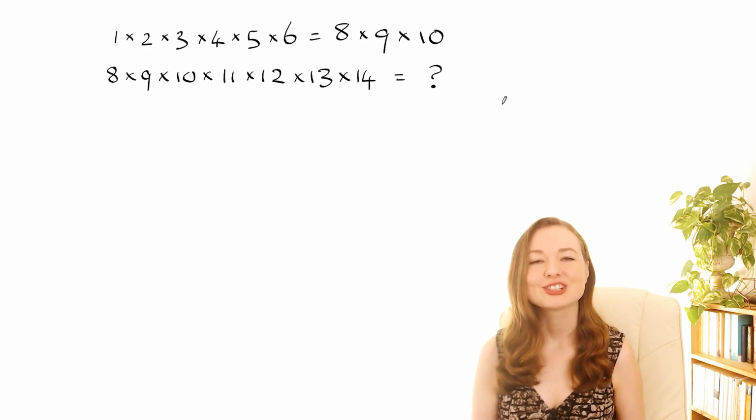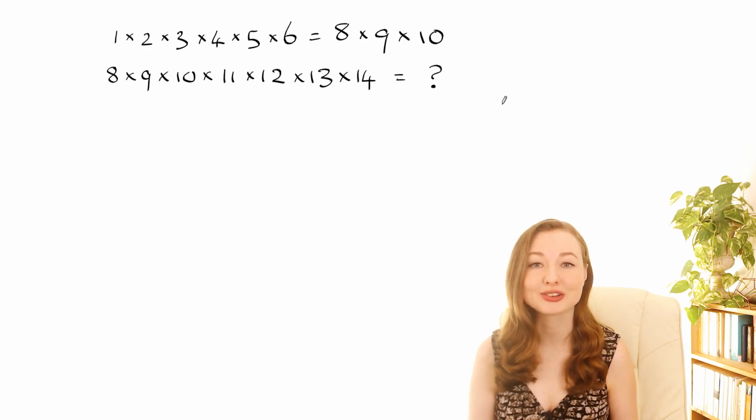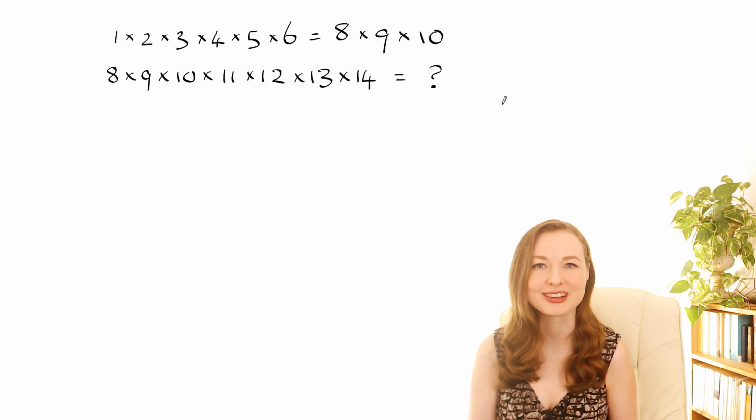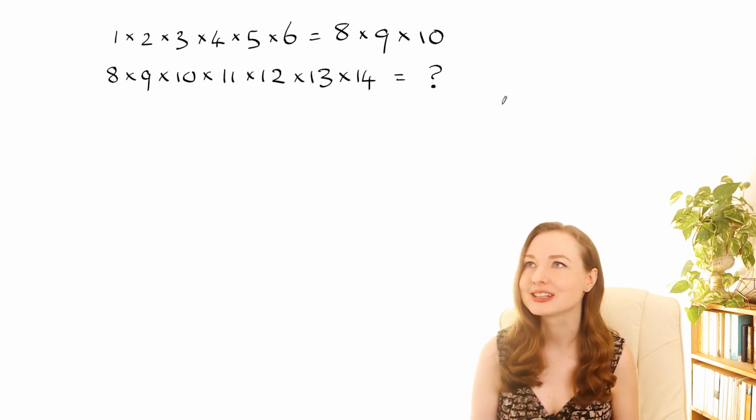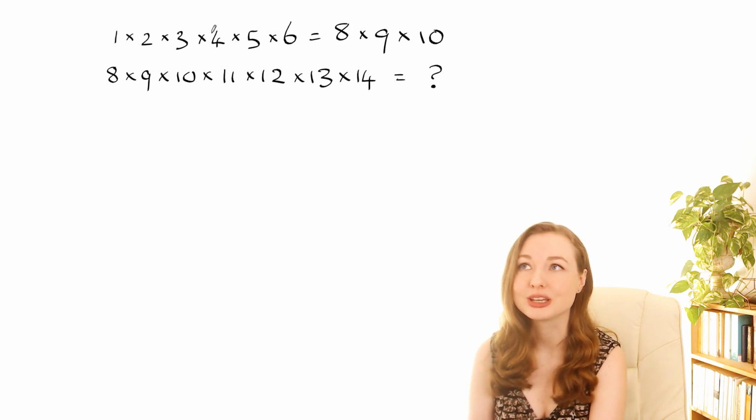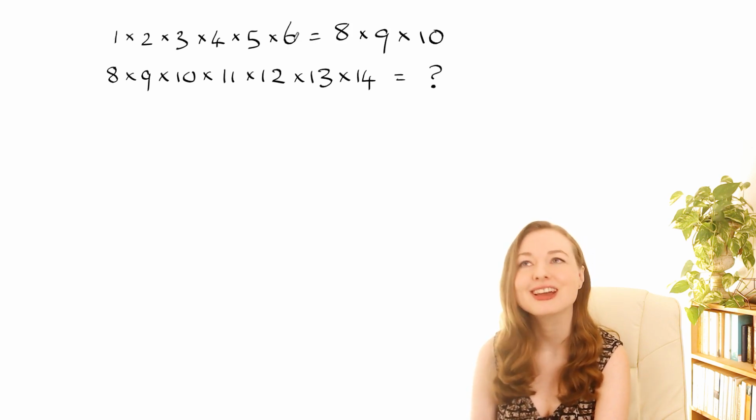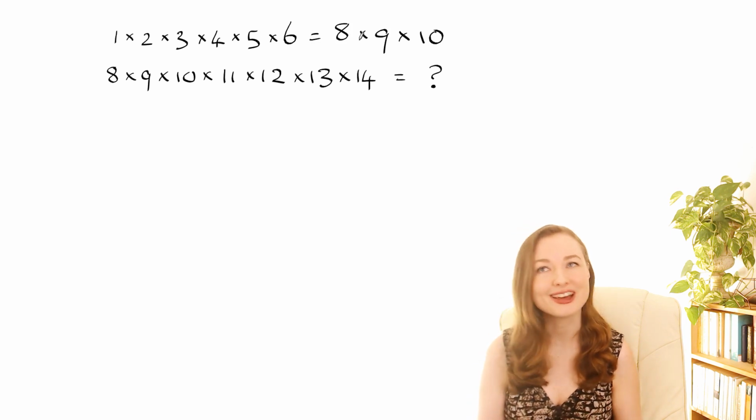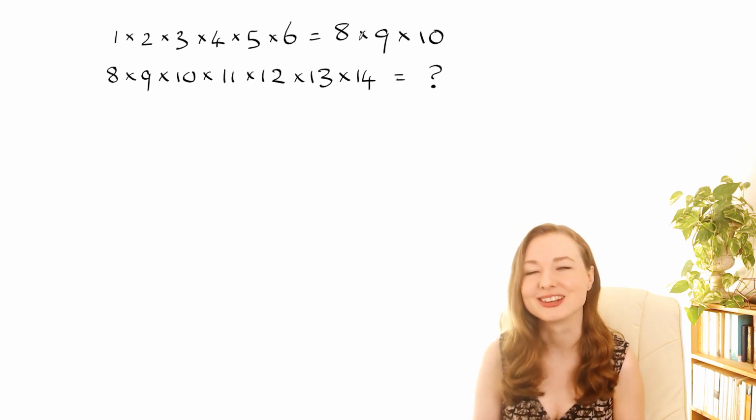Hi everyone! So today I've got a question from the 2006 junior competition, and 0% of students got this one right. So it goes like this. It's quite surprising that 1 times 2 times 3 times 4 times 5 times 6 equals 8 times 9 times 10. That's quite an interesting coincidence.